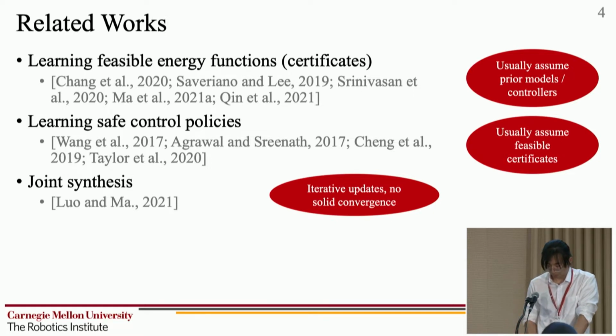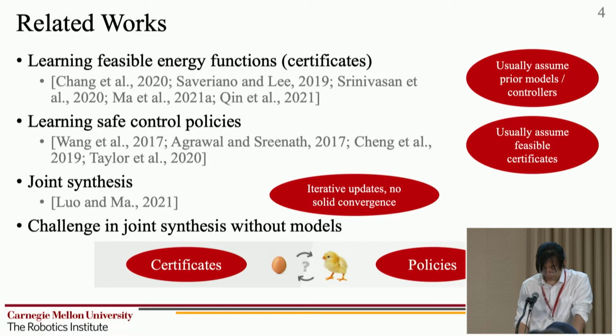To summarize, the real challenge in joint synthesizing of certificates and control policies is that if you want to learn one, you must know the other one in advance. If we do not know either of them, we cannot judge if a certificate is feasible or if a policy is safe. Therefore, the joint synthesis is more like a hen-egg paradox.